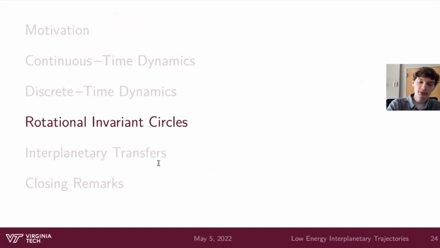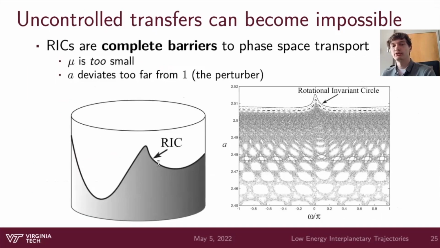Now, before we can talk about interplanetary transfers, we have to take a digression into how transfers may be impossible. This comes in the form of rotational invariant circles, a type of object that exists in the discrete dynamics of the Keplerian map. Unlike resonances, which are partial barriers, these form complete barriers to the motion. If you have a rotational invariant circle in your phase space, you cannot pass it under any circumstances. It's an absolute barrier to transport.